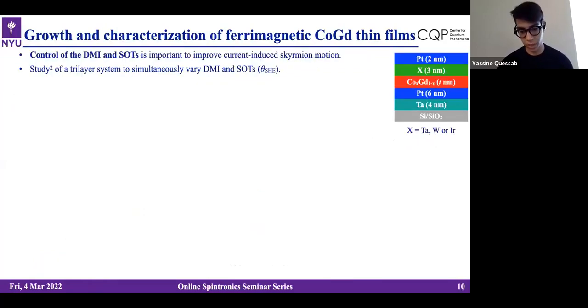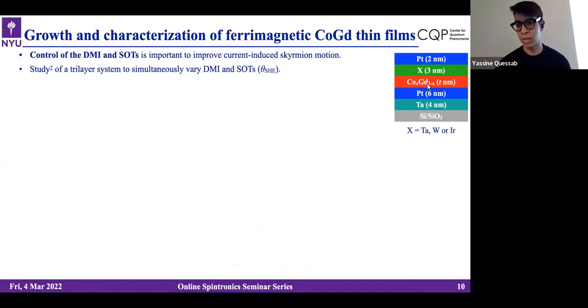The other thing that we realized is that if one wants to improve the current-induced Skyrmion motion, it is important to control the DMI and spin-orbit torques at the same time. And that is why we decided to study a trilayer system to simultaneously vary the DMI and the spin-orbit torques. That is to say, the spin Hall angle.